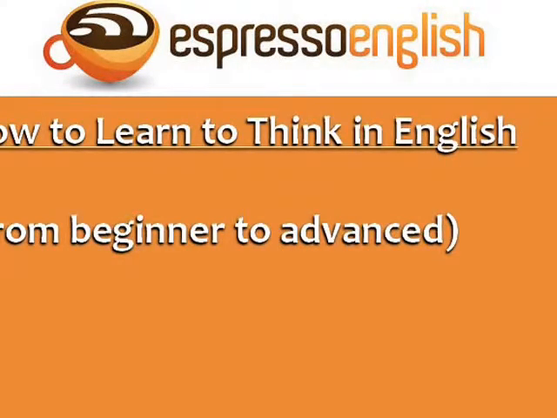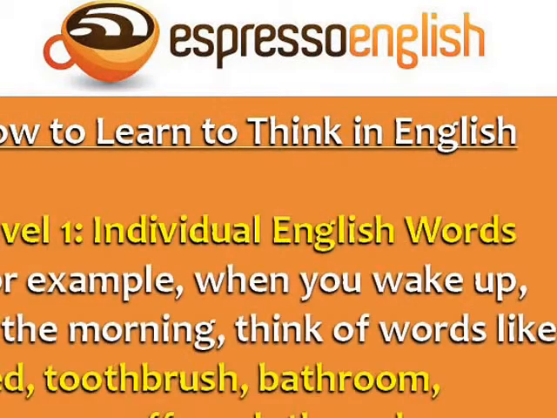So, here is how you can learn to think in English from the beginner level to advanced. Level 1 is thinking in individual English words.